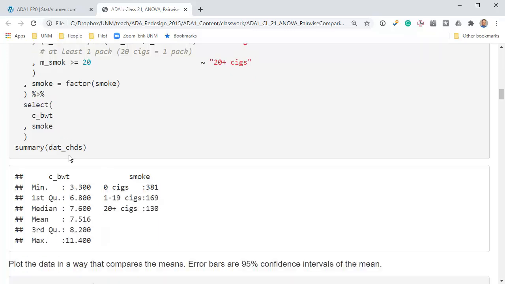And if we summarize the data set that we end up with, this is the birth weight column. The minimum birth weight is 3.3 pounds up to 11.4 pounds with a mean of about 7.5 pounds. And then smokers, we've got 380 non-smokers, 170 low or less than a pack smokers, and 130 pack or more smokers.